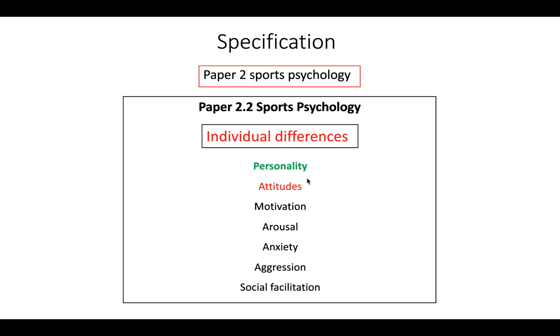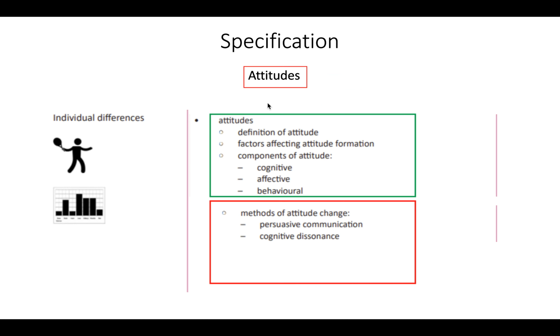So we are still looking at attitudes. This is part 2 of attitudes. So far we've looked at the definition of attitude, factors affecting attitude formation, and the components of attitude. Today what we're going to be focused on is methods of attitude change. Okay, so persuasive communication and cognitive dissonance.